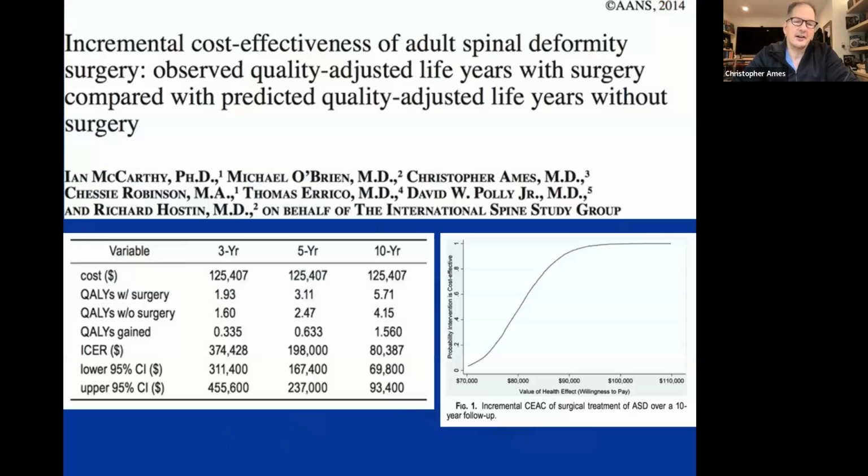And then if you bring cost effectiveness into it, we see that adult spinal deformity surgery, this is obviously in US dollars.